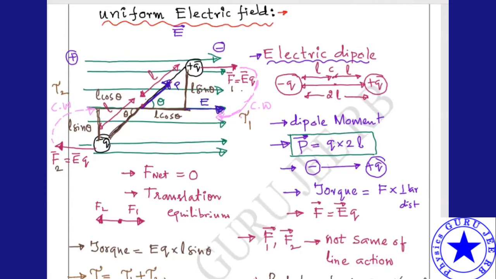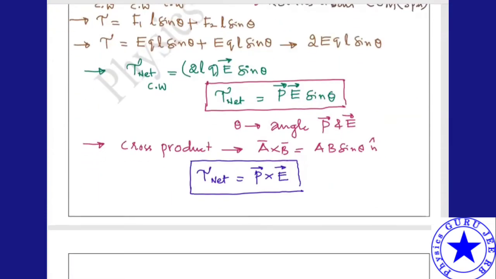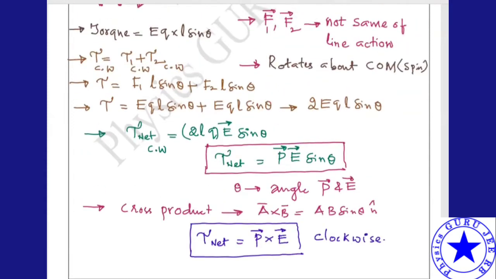See, you can clearly observe P and E, P and E, right? So P and E, if I take, we are moving in a clockwise direction, so that is nothing but P cross E. In a simple way, we can say it is nothing but clockwise. Hope it is clear till this point, all of you. Yes. So this is nothing but torque, about torque.